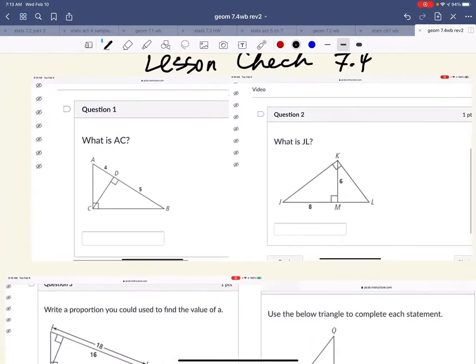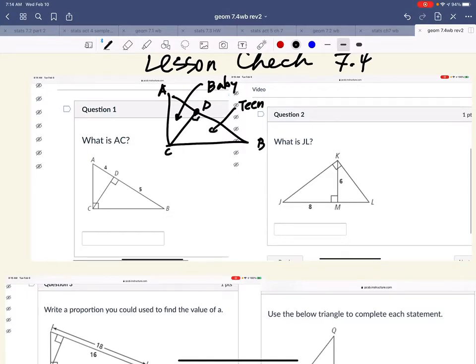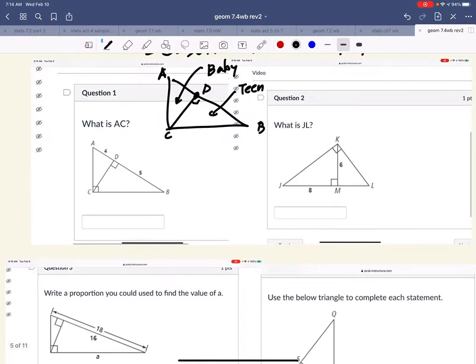We learned in the lesson, this is kind of like our mom, teen, and baby. When I say mom, I mean the big one, this triangle ABC. When I say the baby, I mean the smallest one there, and when I say teen, the medium one. We know that all three are similar, so we can set up sides that make the same ratio. So let's take a look.